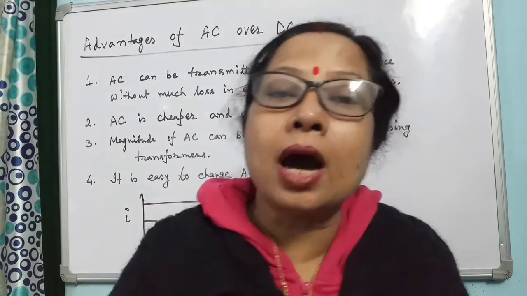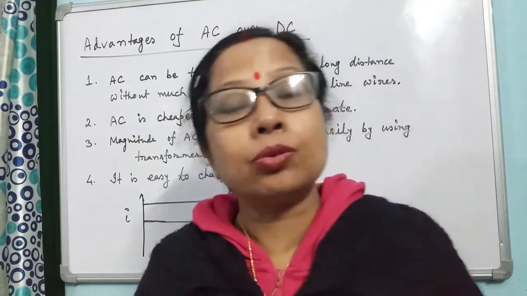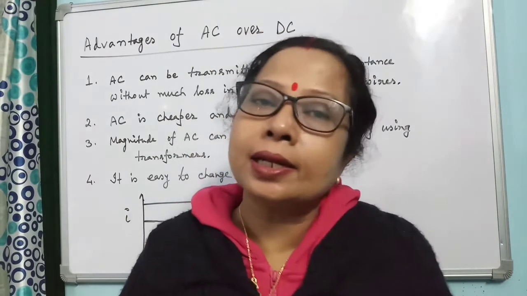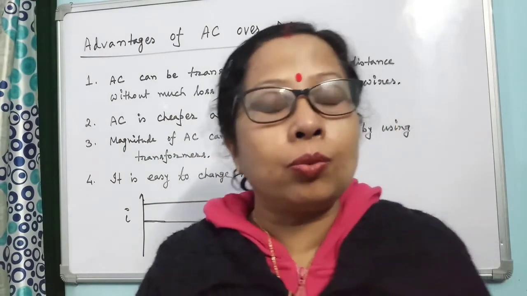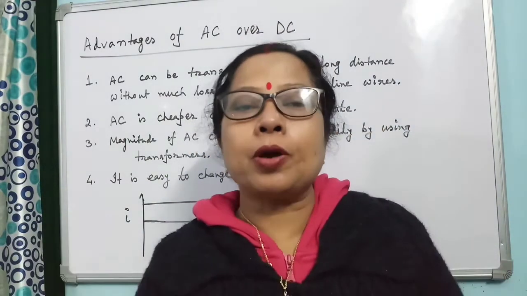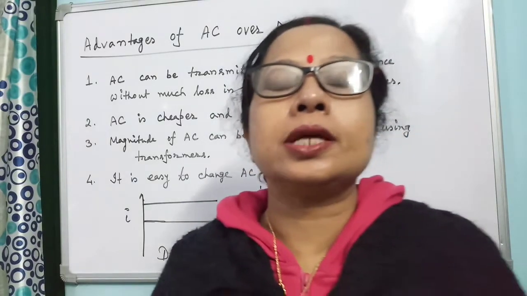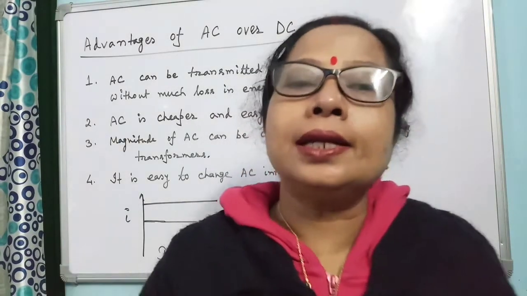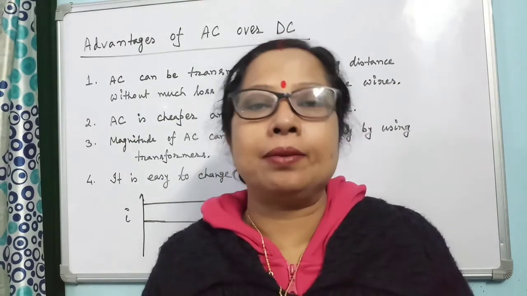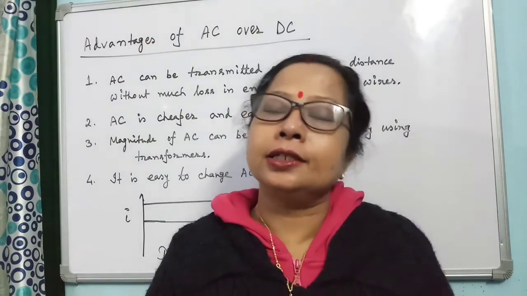Alright, now in a household circuit, we always use alternating current. We do not use direct current. Why do we use alternating current? Because, what are the differences between alternating current and direct current? The first point of difference is that in direct current, magnitude remains constant with time. In alternating current, magnitude changes with time. Every moment the magnitude of the alternating current changes.